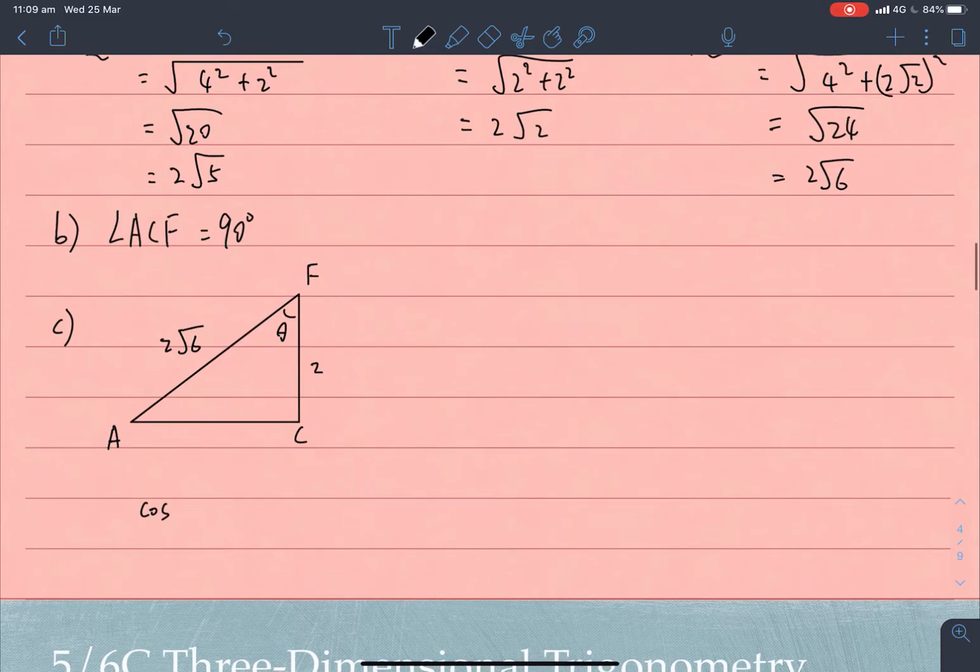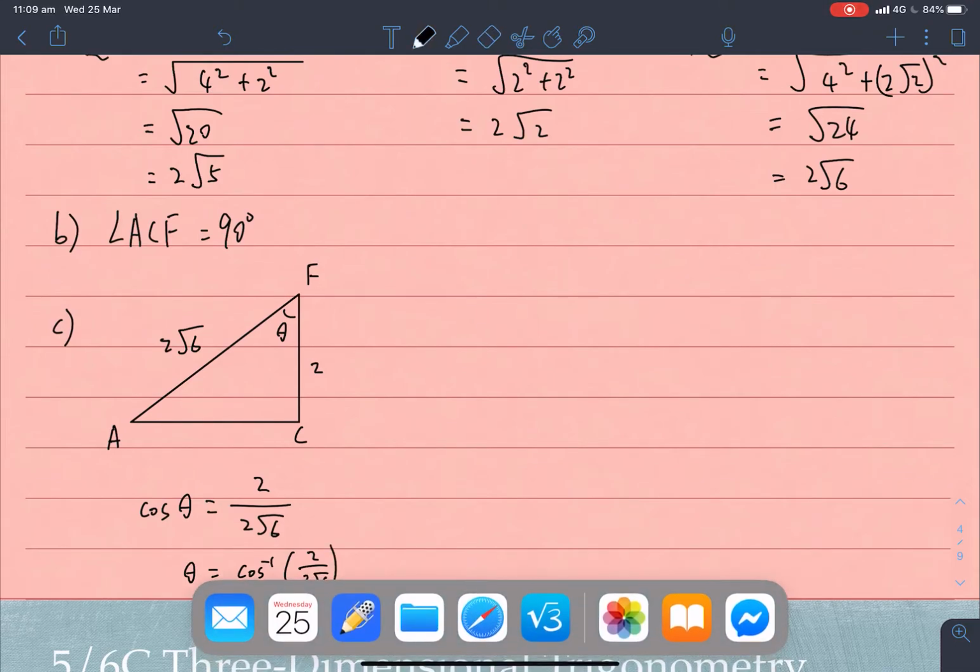We got AC as well, but yeah, we got those two already. That's okay. So cos theta equals adjacent over hypotenuse, 2 over 2 square root of 6. So theta equals inverse cos of 2 over 2 square root of 6.